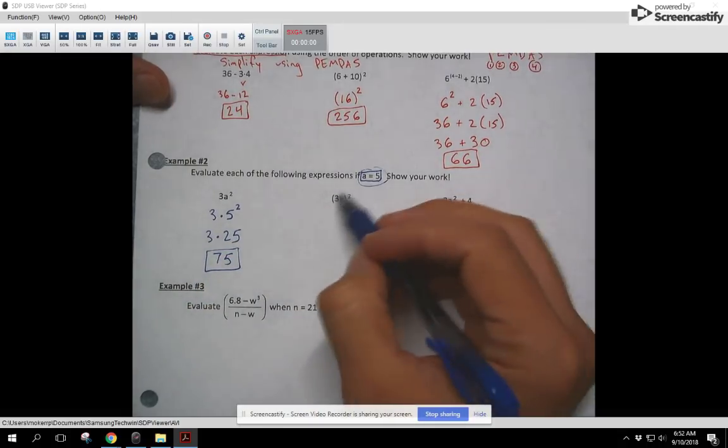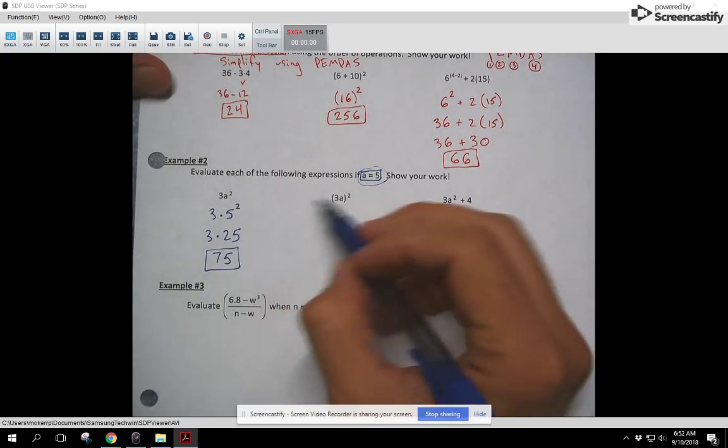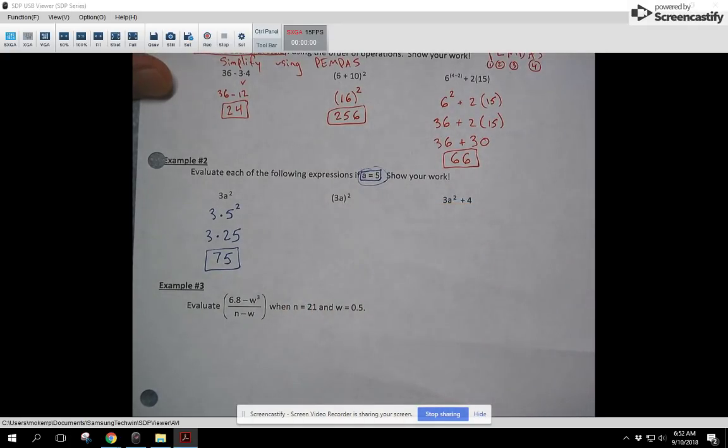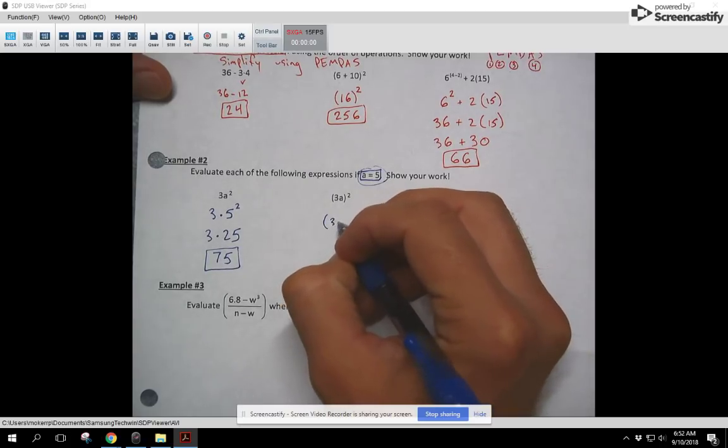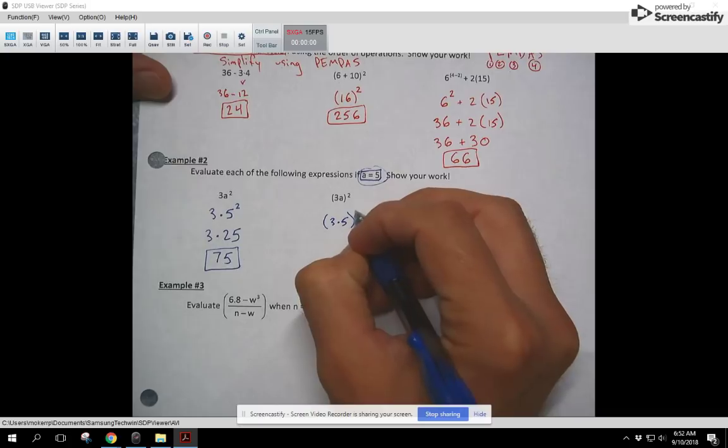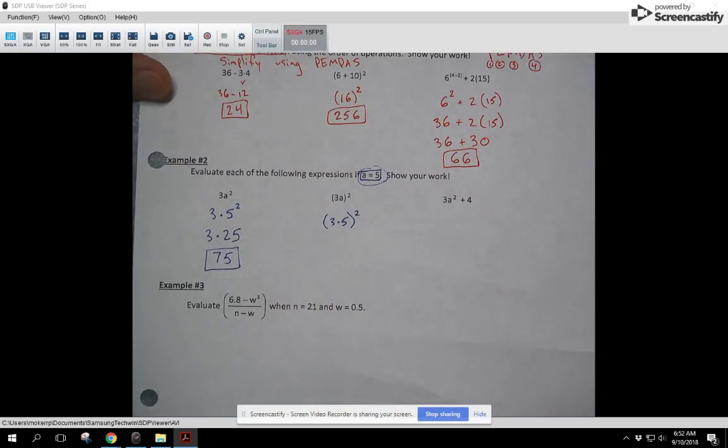But if I look at this next one, it looks very similar. Okay, but these parentheses have definitely changed the order that I'm going to do things. Parentheses always comes first. If there's an operation to do on the inside of parentheses, you got to do it first. So there's multiplication here. So inside parentheses, it's going to say 3 times 5. And that whole quantity is being raised to the second power.